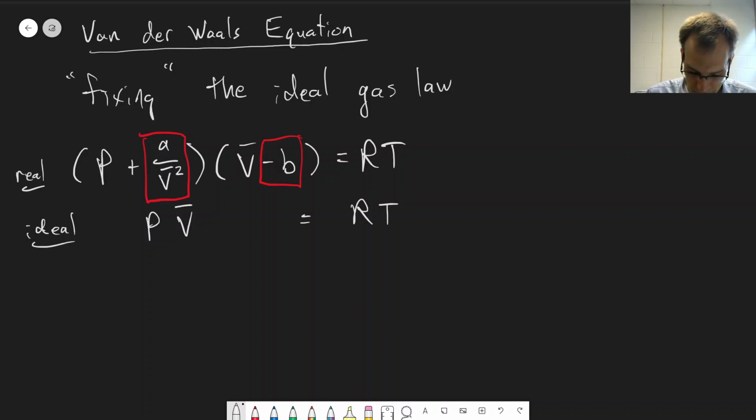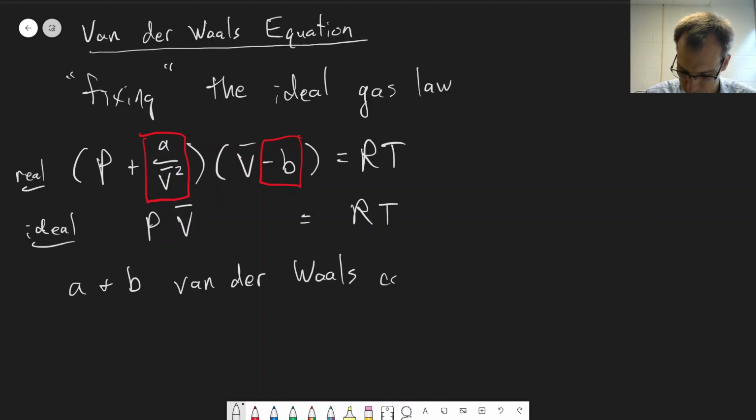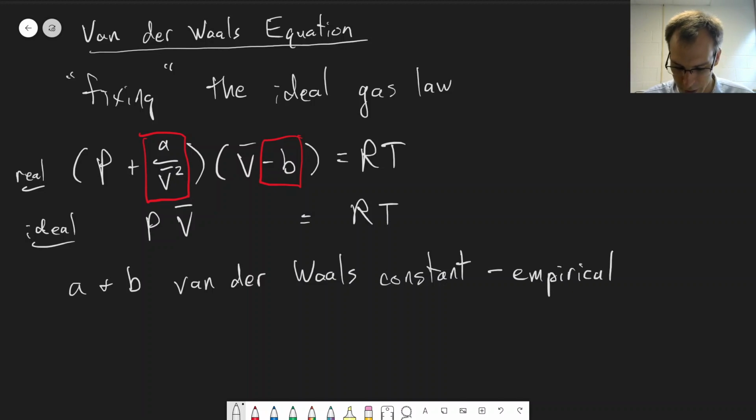And so a and b are known as van der Waals constants. These are empirical, so there's not a theoretical equation you can use to calculate these. What you do is you measure pressure, volume, temperature data for gases under non-ideal conditions, and then you fit it to this equation. So these are not necessarily something you can calculate on your own, and I don't expect you to. What you do is you look this up in a table.